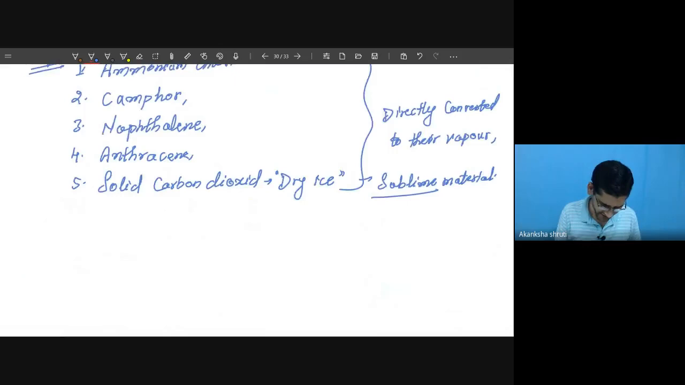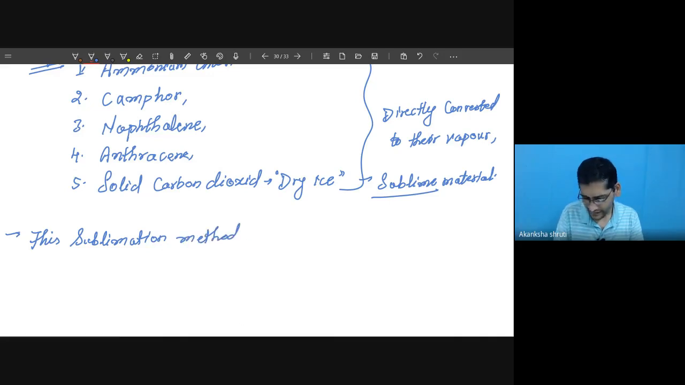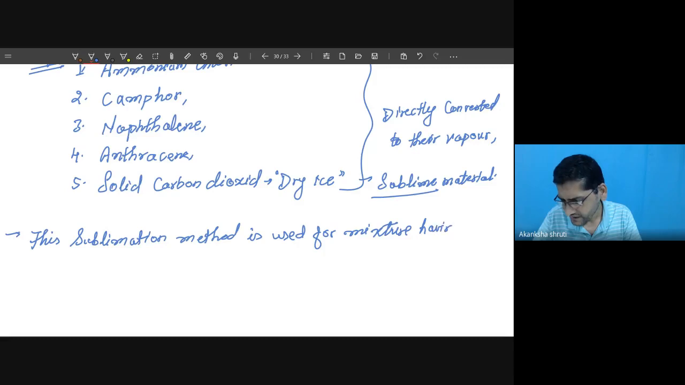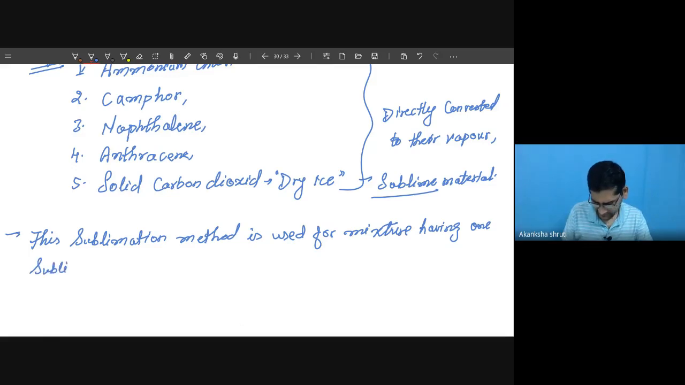So this sublimation method is used for a mixture having one sublime component.